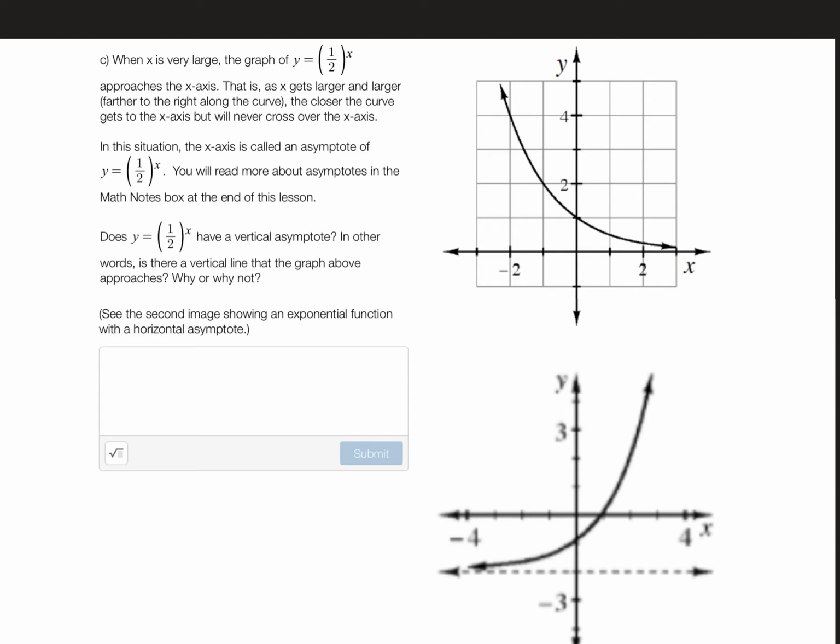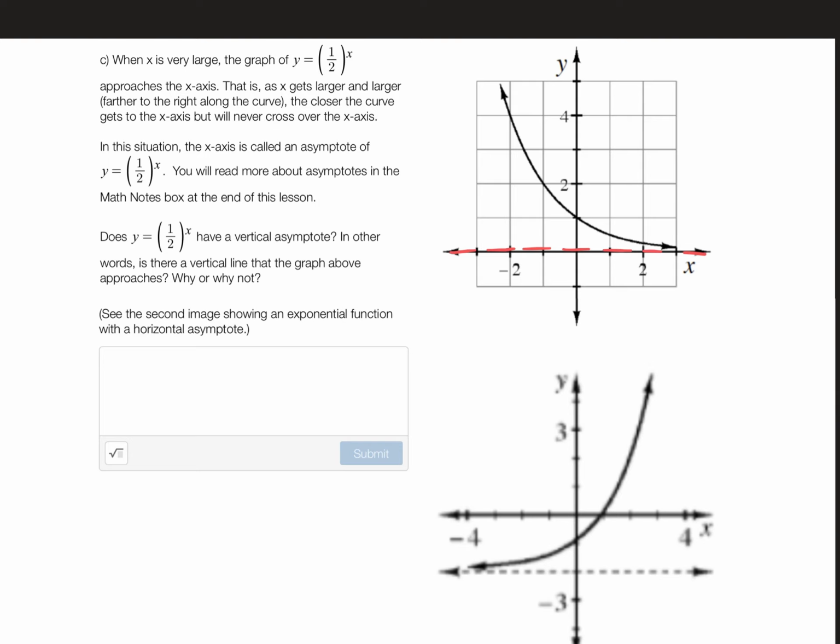Does y equal 1 half to the x power have a vertical asymptote? In other words, is there a vertical line that the graph approaches, and why or why not? So we see that there's this horizontal line that we will never actually approach. Is there going to be a vertical line? Is there going to be an x value that we would never be able to reach?